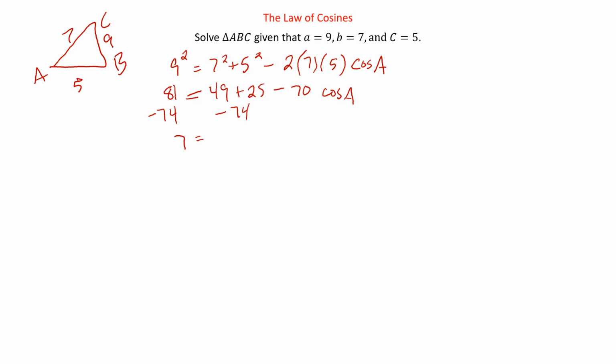7 minus 70 cosine A, divide by negative 70. So we have negative 0.1 equals cosine A. Do the inverse cosine of negative 0.1 to get 95.74 degrees.